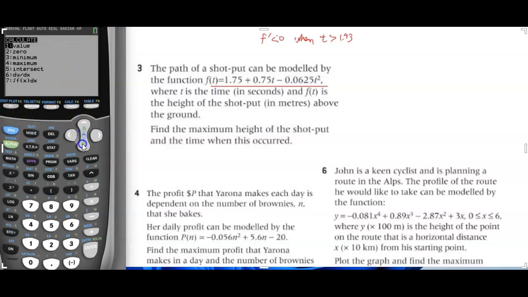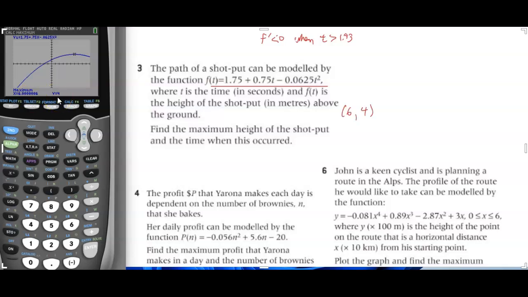How do we find the maximum point? Second calc, maximum. And then we do the left bound. It could be to the left of the peak. And then we move the cursor using the right arrow so that we're to the right of the peak. And then we hit enter. And then we do a guess. We just hit enter. And the maximum is 6.00006, y equals 4. Let's just call that 6, 4.